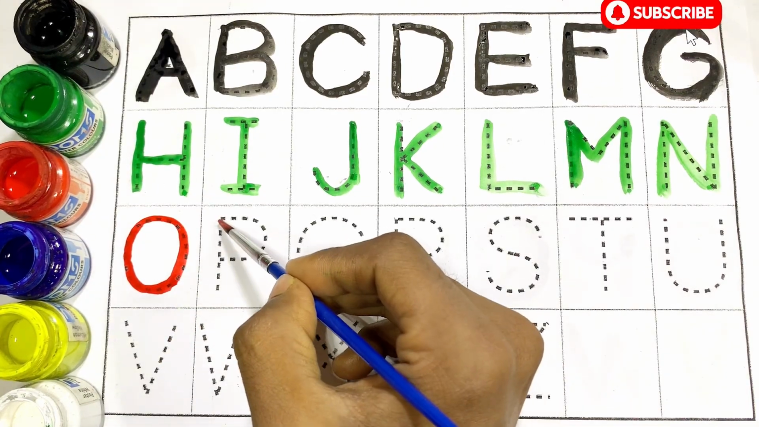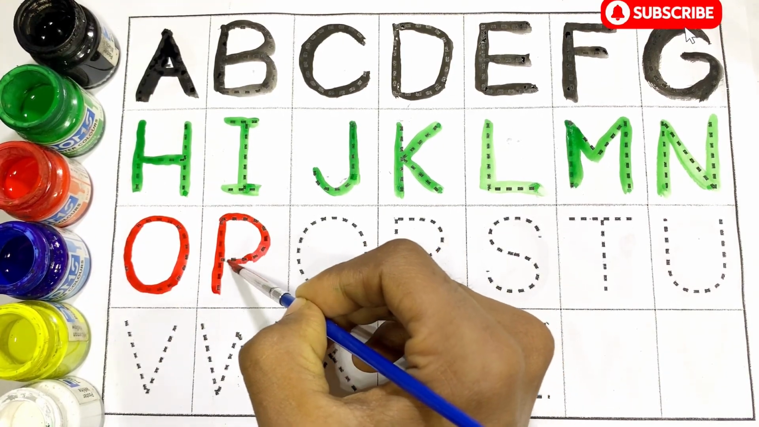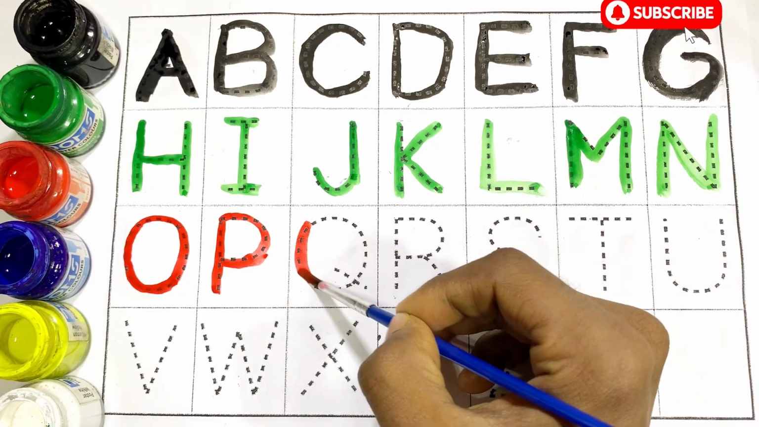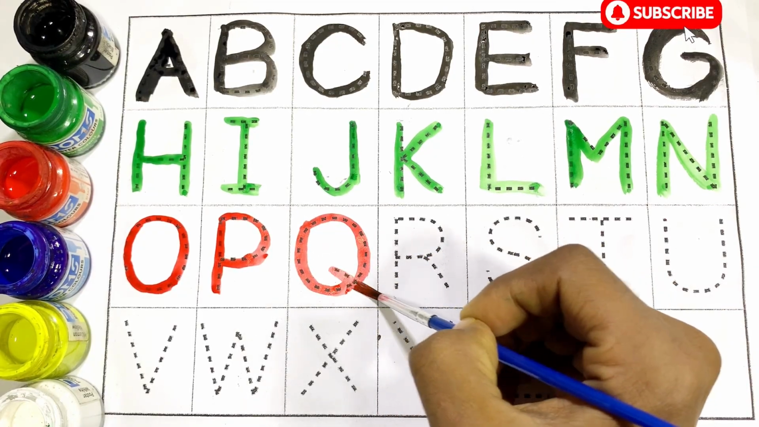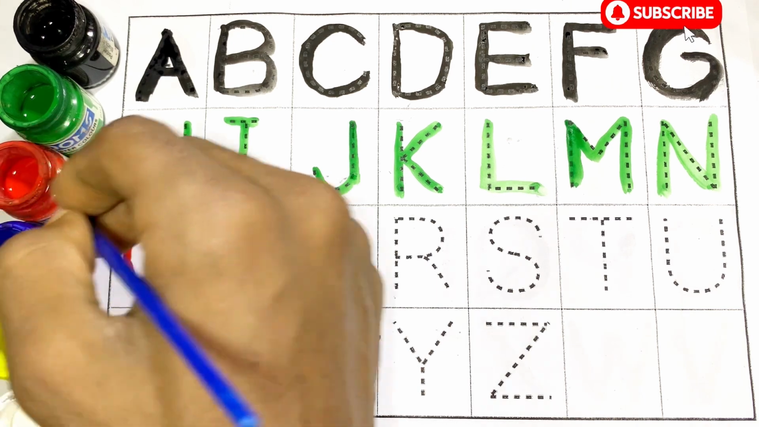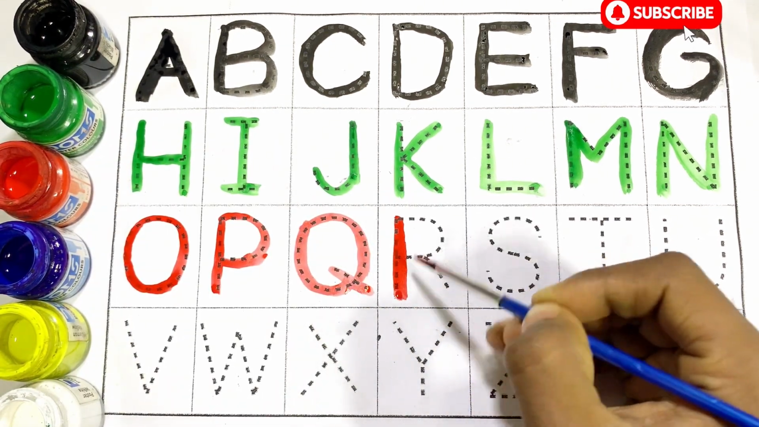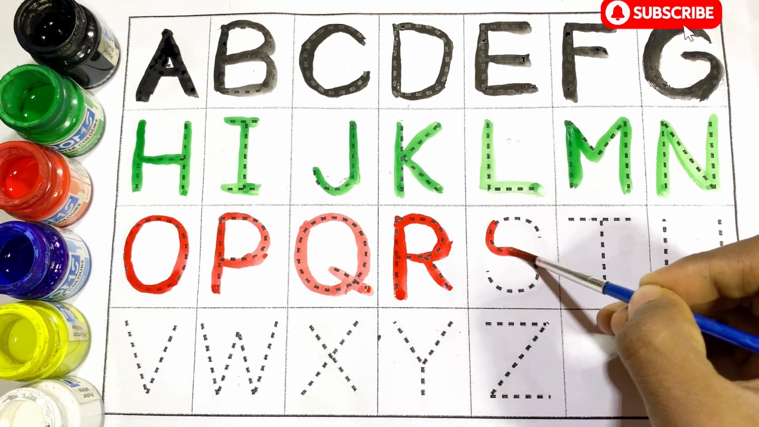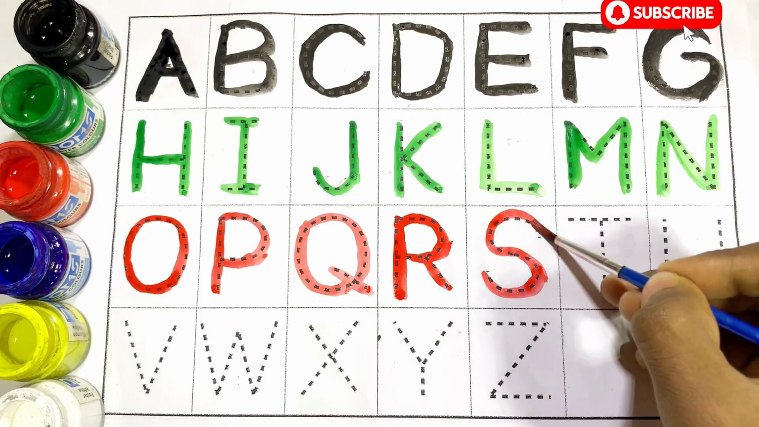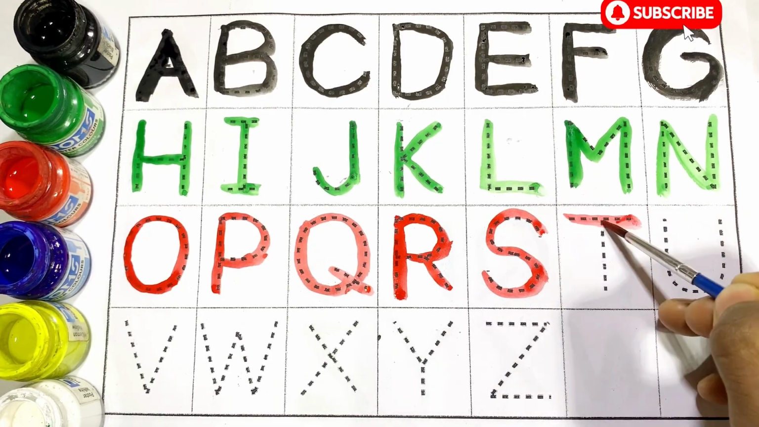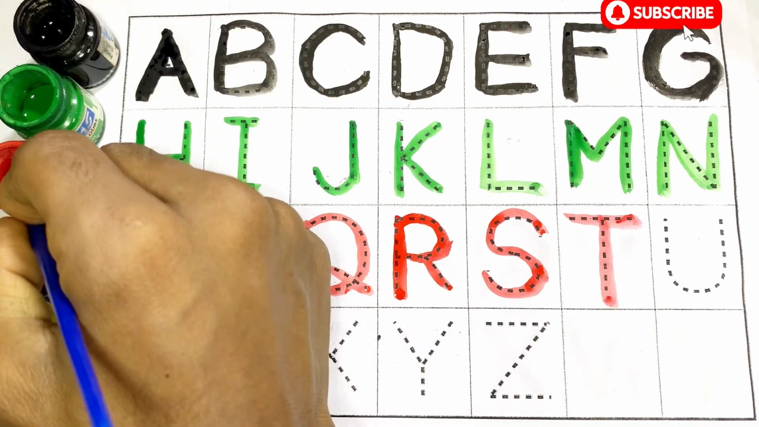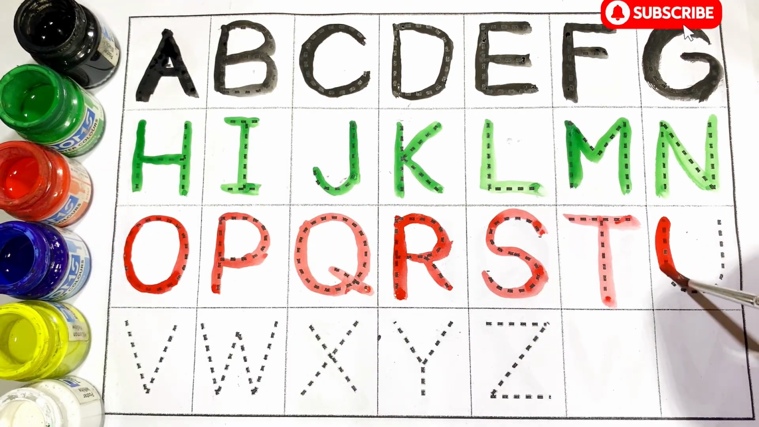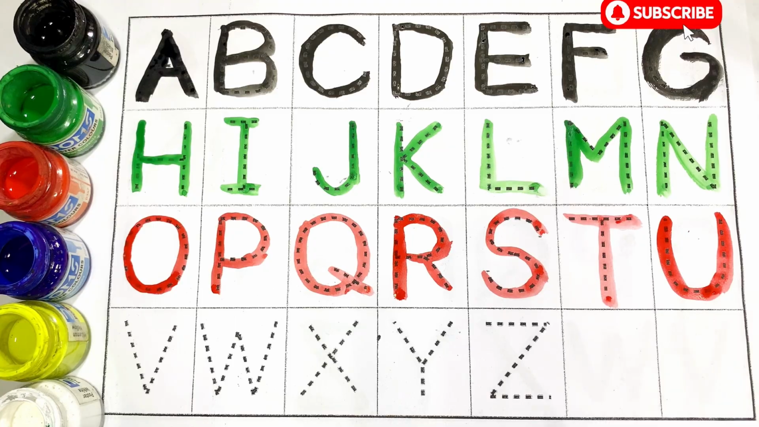O for octopus. P for parrot. Q for queen. R for rose. S for sun. T for teacher. U for umbrella. Kids, now draw V and use blue color.